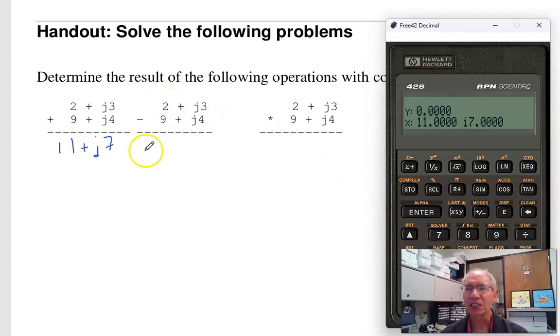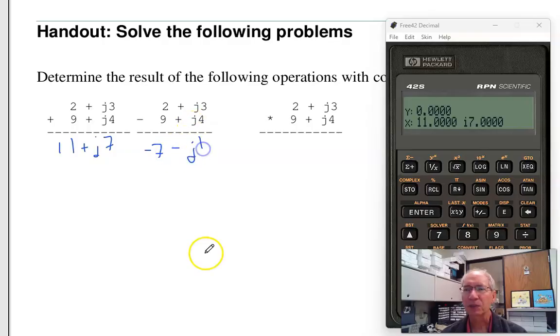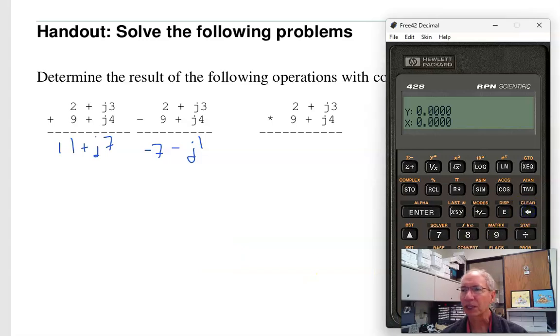Subtract. 2 minus 9 is minus 7. 3 minus 4 is minus j1. So let's try that. 2, enter 3, complex, 9, oops, try that again, 9, enter 4, complex, subtract, you get minus 7 minus j1.